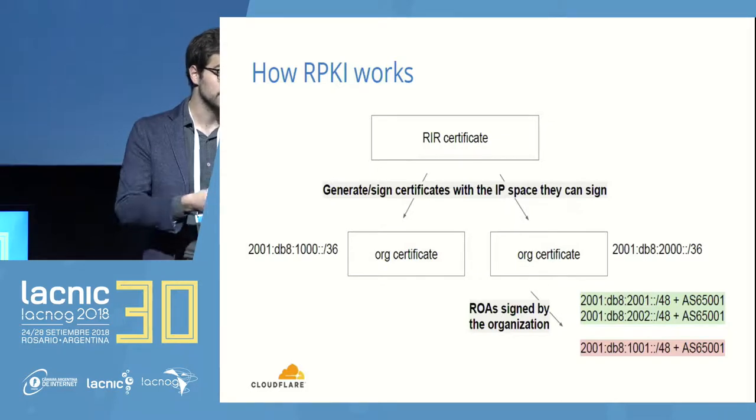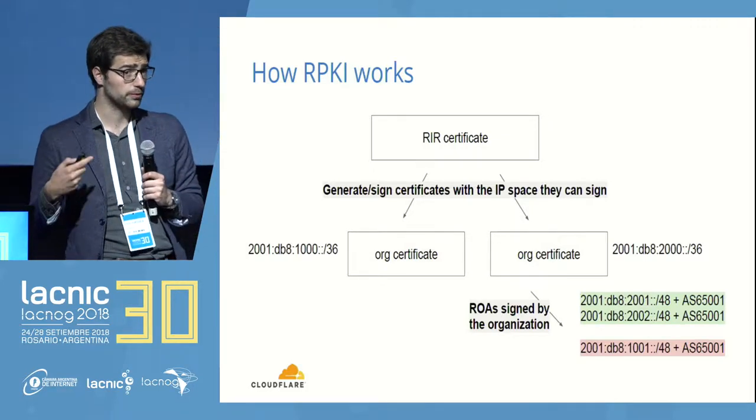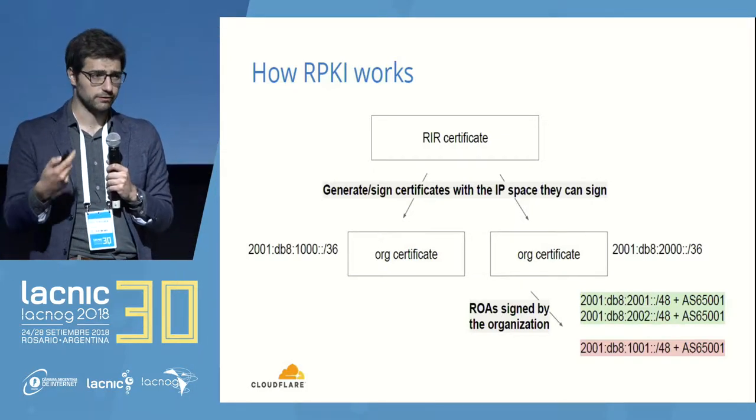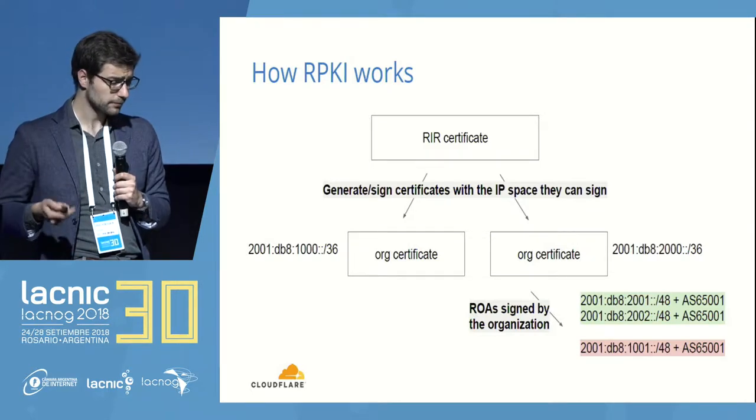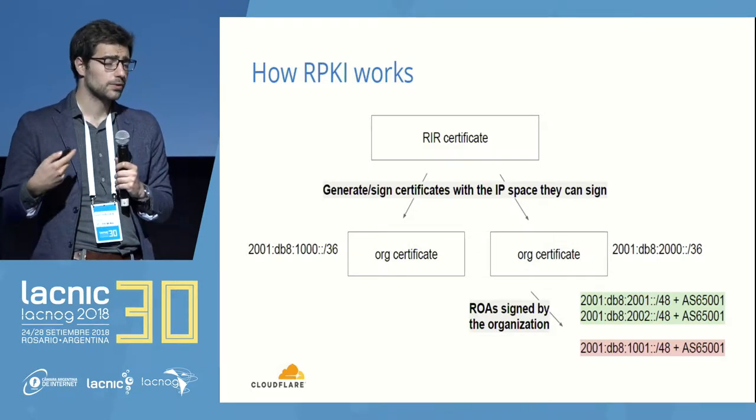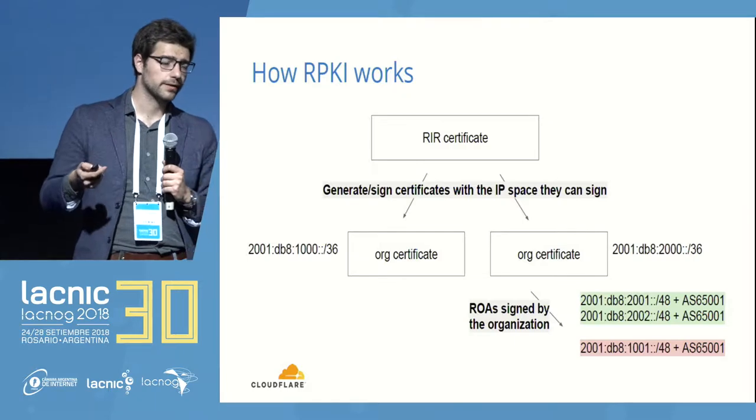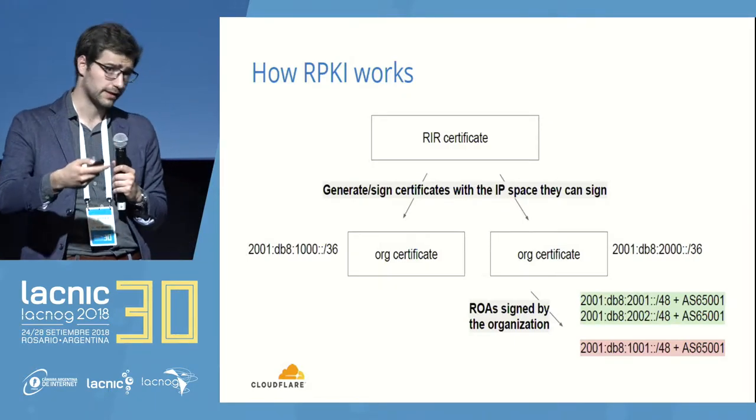So you can say any ASN, basically. You can put even AS0 to say this is not even allowed to be routed on the internet. And the way this cryptography works is you're going to check this route against the organization certificate, and check if the certificate is actually correctly generated and trusted by the RIR.